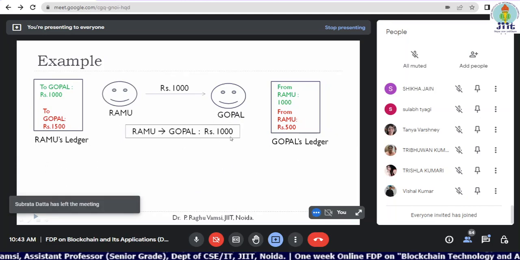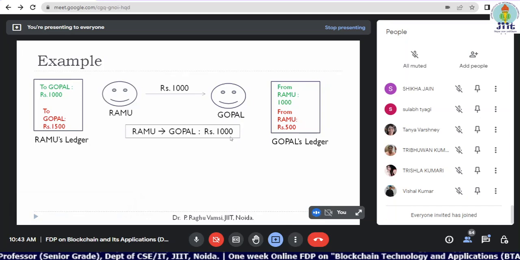Because whenever you go to an ATM and withdraw an amount, if it is more than your balance, it will obviously deny you the money. In the same way, whether Ramu is actually having 1000 rupees or not, because if he doesn't have 1000 rupees, how can he send it to Gopal? So that also has to be verified, because this is not physical cash, this is a digital asset. In a digital asset, anything can happen.